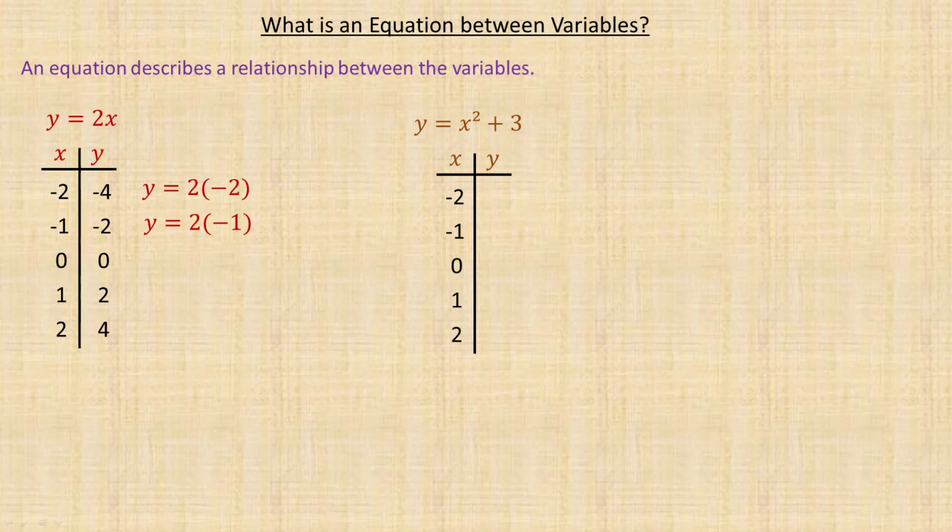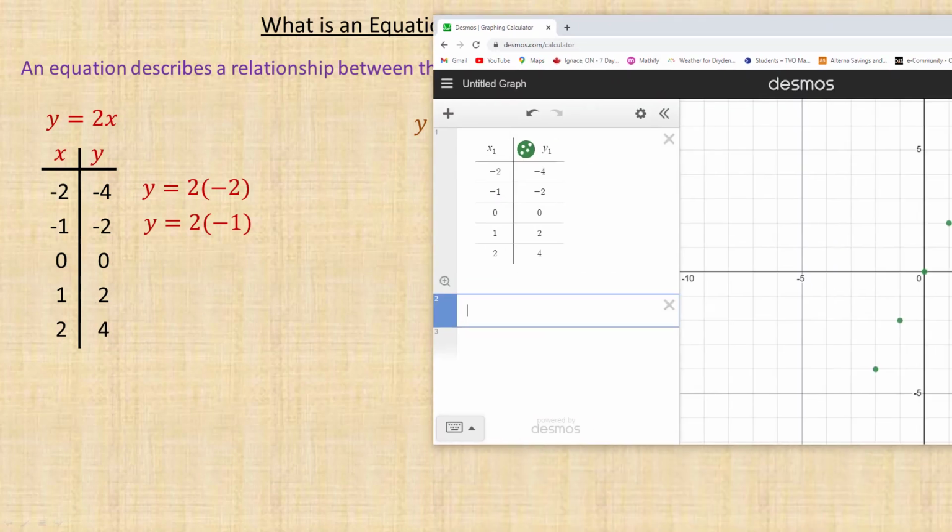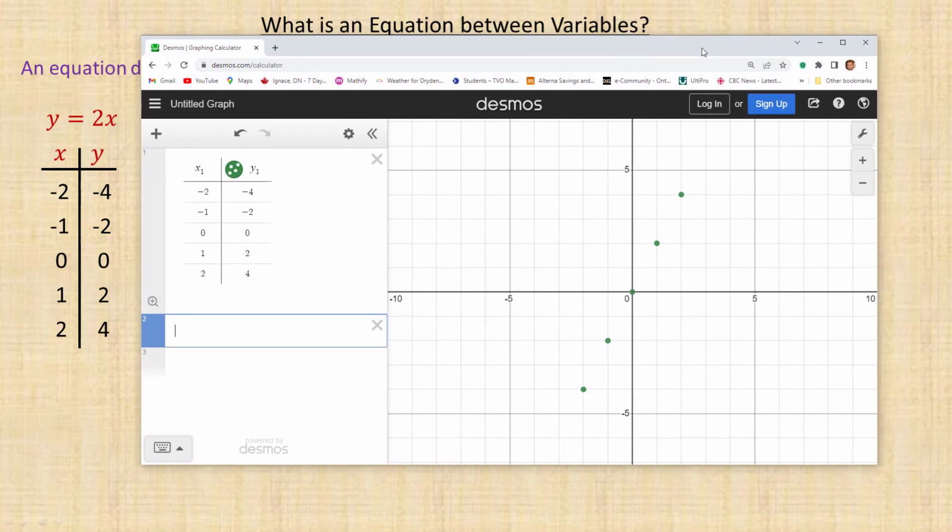Now, I'm going to use Desmos to show you the graph of these. So here's the same table of values right here. Okay. Now, notice that they seem to be on a straight line. And what I'm going to graph here now is the equation y equals 2x. And so notice that line goes through all the points.